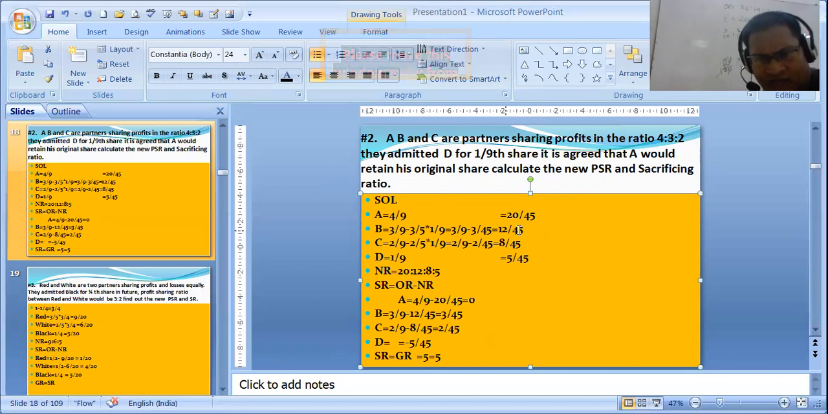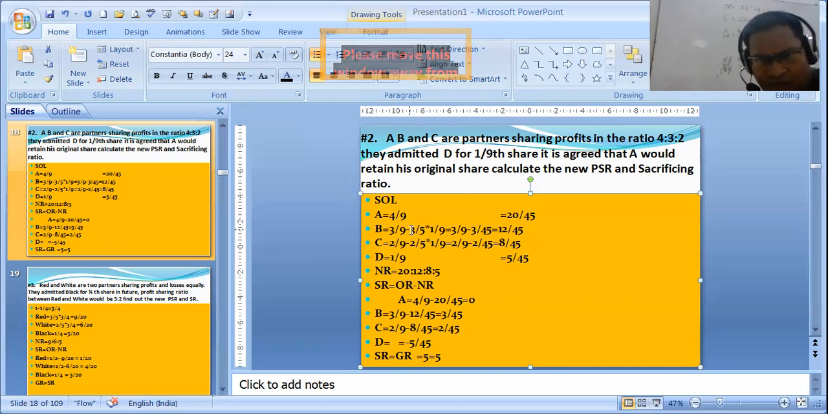So that everywhere I will be getting 45. Now B's share is 3 by 9 as given over here, the old ratio 3 by 9, and C is 2 by 9. B and C are sacrificing in the remaining ratio 3 is to 2. You notice that when A is not sacrificing anything, B and C are sacrificing in the ratio 3 is to 2. And what are they giving? They are giving 1/9 share of A.